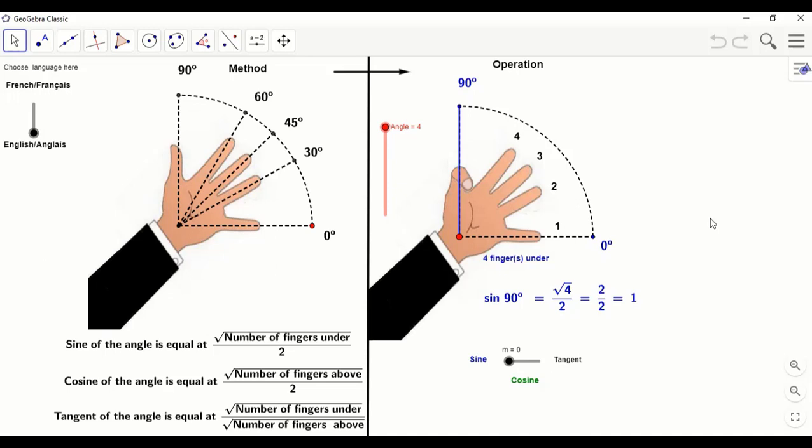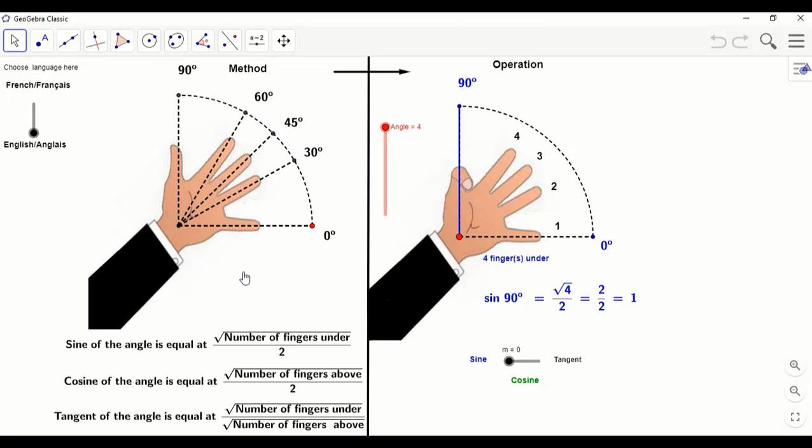In this video, I'm going to show you how you can find the trigonometric ratio of special angles, which are angle 0, 30 degrees, 45 degrees, 60 degrees, and 90 degrees.